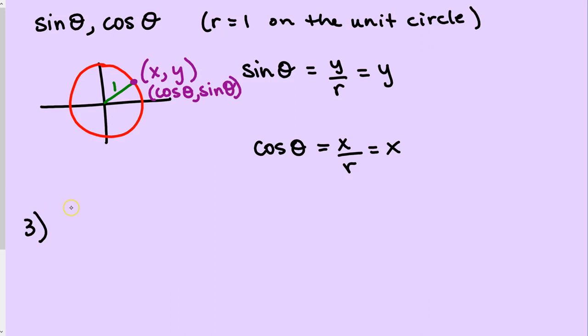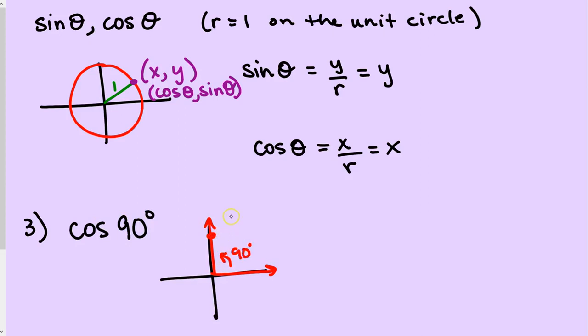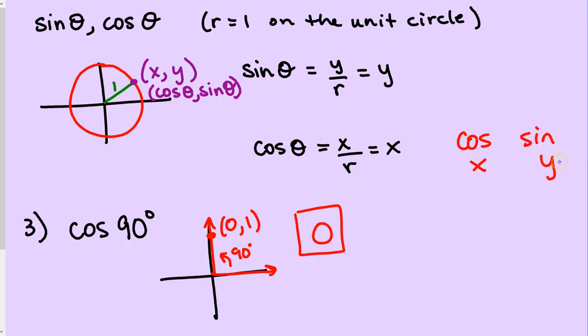So if I'm finding, let's say, the cosine of 90 degrees, here's my picture, 90 degrees. This point is a point 0, 1. All I need to know is the cosine is the x coordinate, so my answer is 0. Cosine is x, sine is y. Conveniently, those are in alphabetical order, cosine before sine, x before y, so that helps me remember.